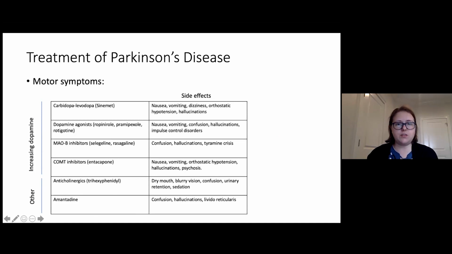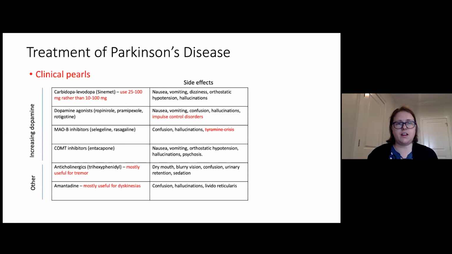And I just wanted to highlight a few clinical pearls for you here. The treatment of Parkinson's is complex and it could be a lecture in and of itself. But since this is a board review course, I wanted to highlight a few things that are sort of clinical pearls and easy questions. So of the treatments that increase dopamine, I'll start by just mentioning that carbidopa levodopa comes in two doses, 10/100 or 25/100.